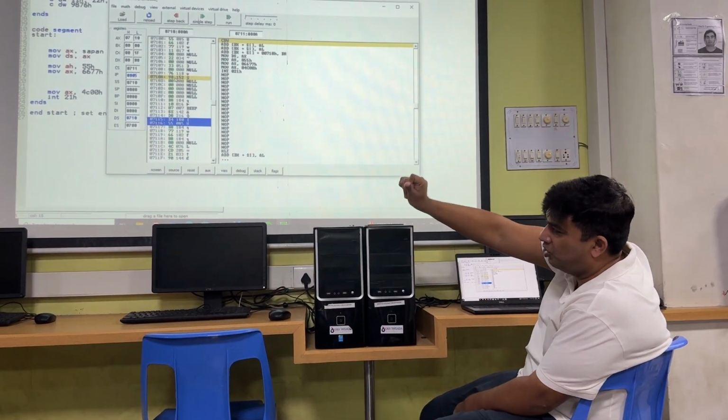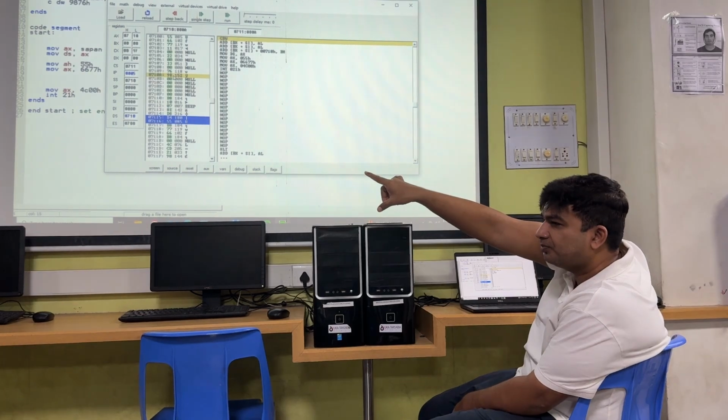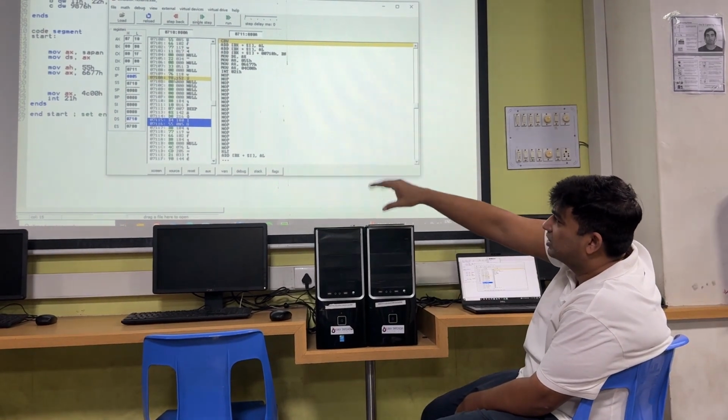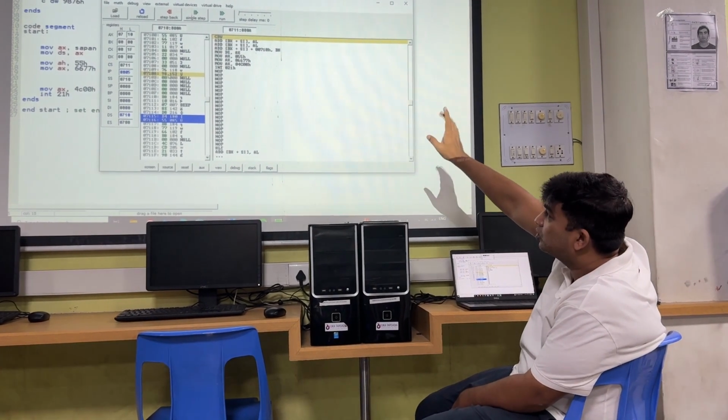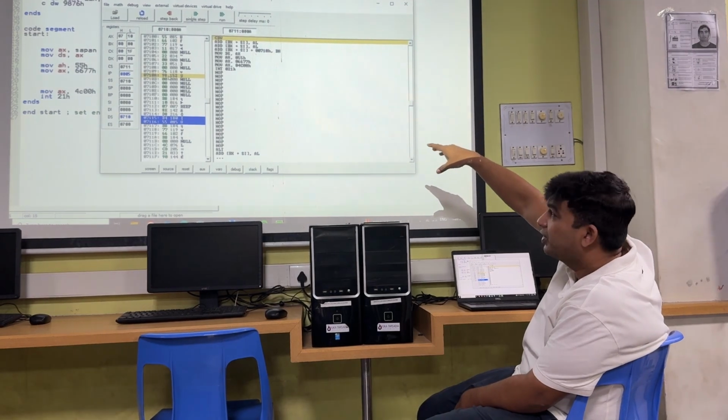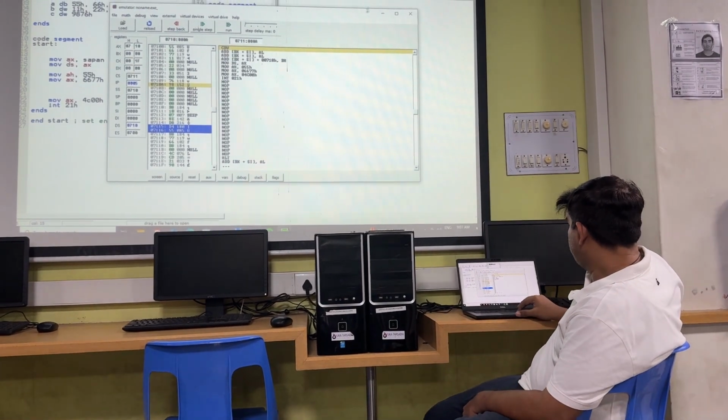If you want to check your microprocessor, go to your left hand side, all registers, and you want to see your original source code, here is your source code. Understand? Yes. Clear?